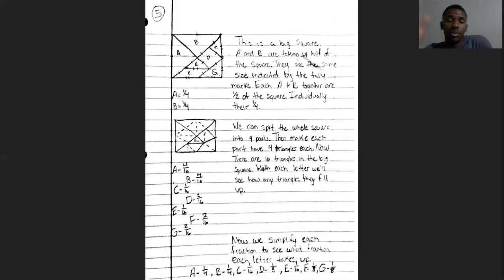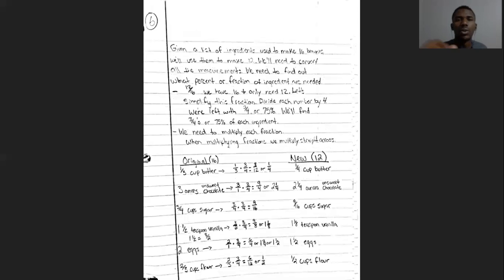A takes up 1/4. B takes up 1/4. C takes up 1/16 because 1/16 cannot be simplified. D takes up 1/8 because we simplified it. E is 1/16. F is 1/8. And G is also 1/8. Now, on to part 6.